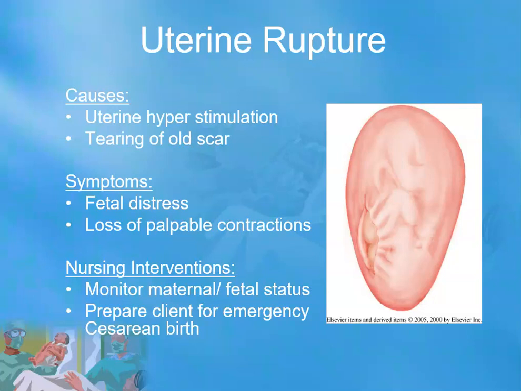Again, this is another reason why some doctors don't want to do a VBAC, because from the contractions and the force of the contractions, it could tear or cause a uterine rupture where there's a tearing of that old scar from that C-section. Fetal distress is some symptoms you'll see. That baby will go into fetal distress and you won't feel palpable contractions. Okay, so you want to monitor the maternal and fetal status. And then, of course, prepare the client for an emergency cesarean birth if they do have this uterine rupture.